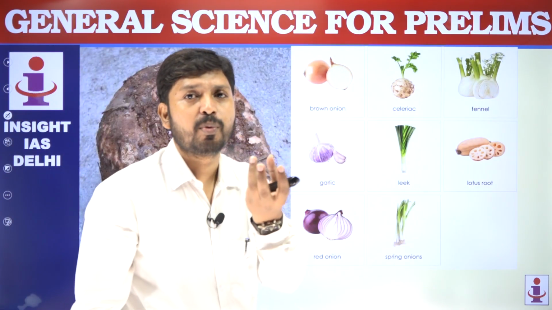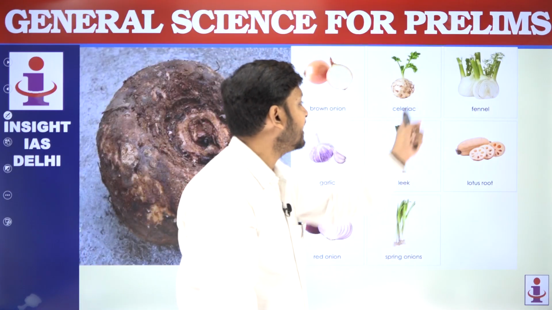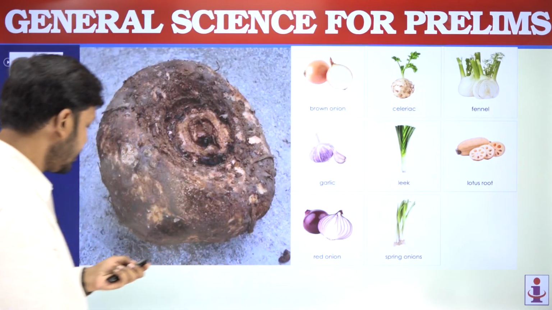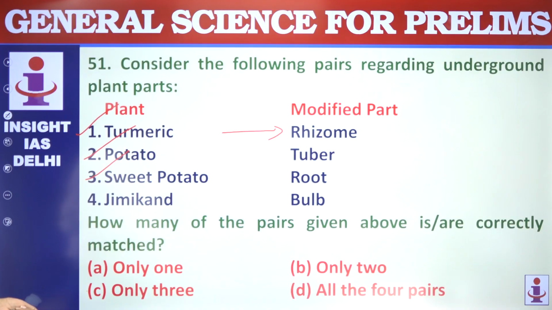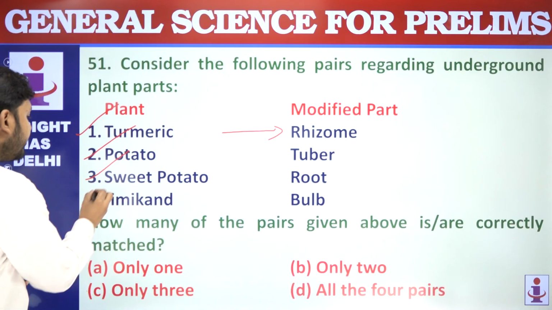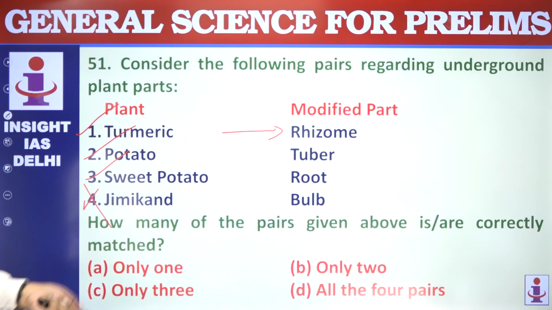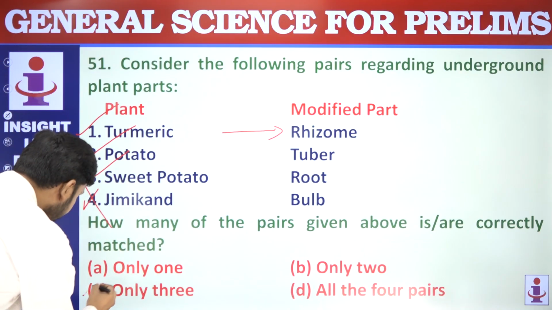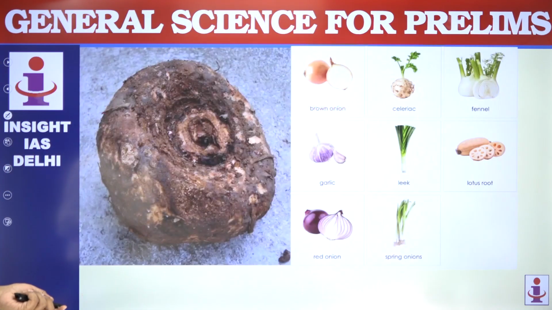Bulbs are nothing but a small ball sort of thing, but a green leafy sort of thing will be there. So that's why the third statement, the fourth statement will go wrong and they are asking for correctly matched. Only 3 are correctly matched. So the answer will be C in our case.